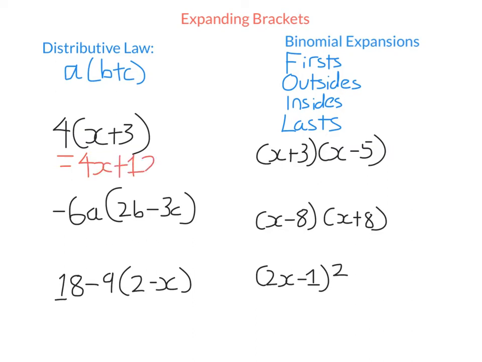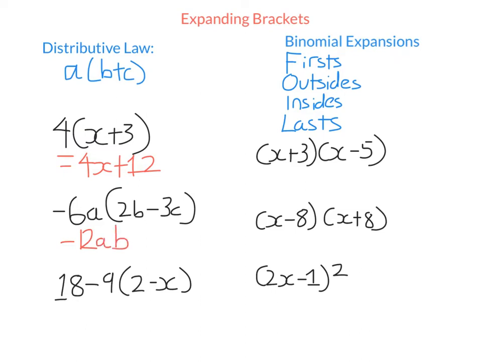So that's what expanding means. I start with some brackets and end up with something that has no brackets, 4x plus 12. So I do the same thing here. I go minus 6a times 2b. So a negative times a positive is a negative. So this will be minus 12ab.